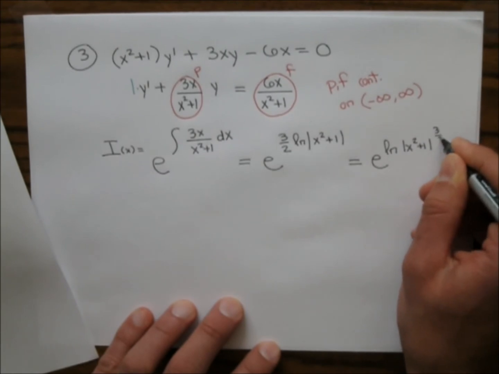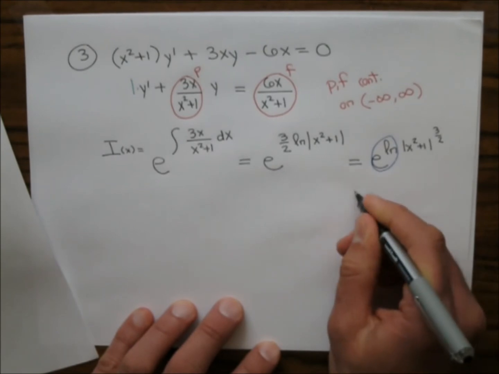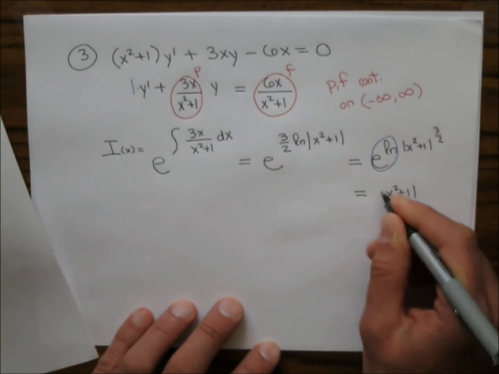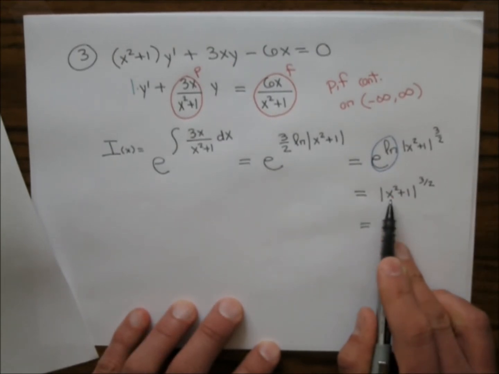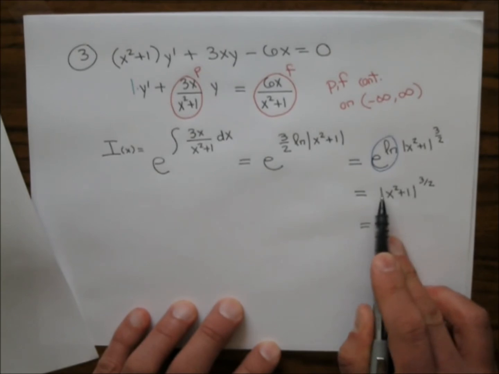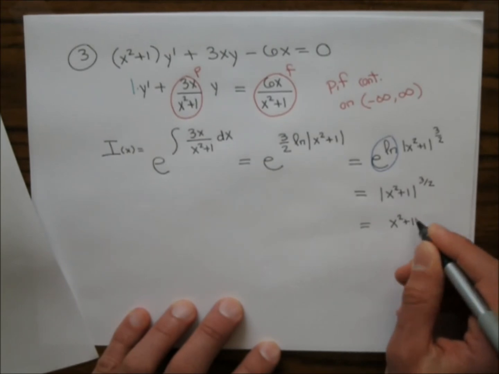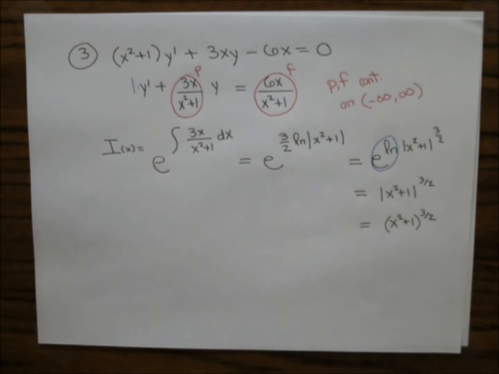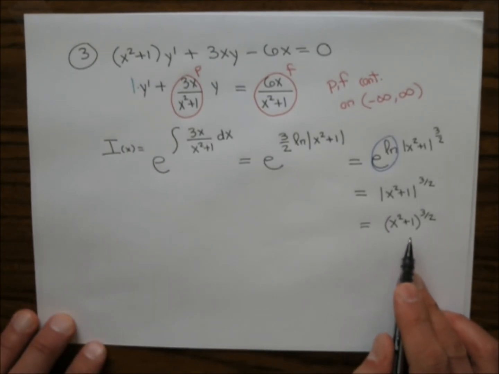So 3/2. Now this thing goes pop, and I end up having the absolute value of x squared plus 1 to the 3/2 power. Now, this x squared plus 1 is always going to be positive, so we really don't need the absolute values there. We can just replace those with regular parentheses. Okay, so now we have just found what the integrating factor is. The integrating factor is x squared plus 1 to the 3/2.